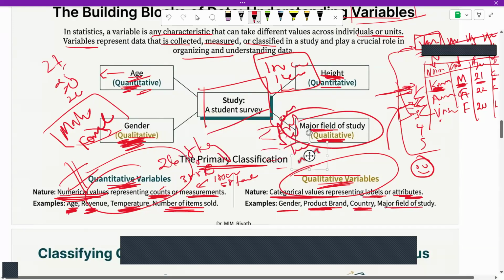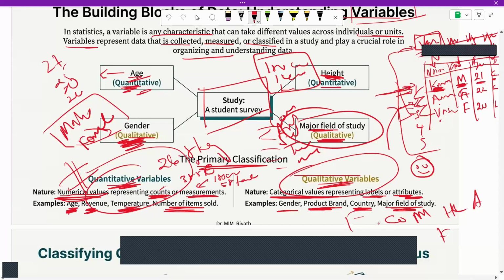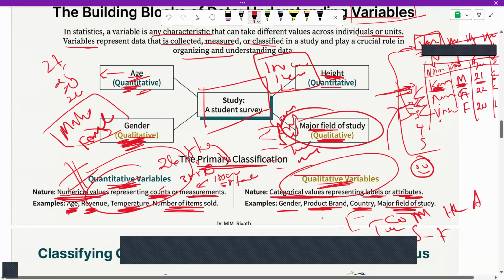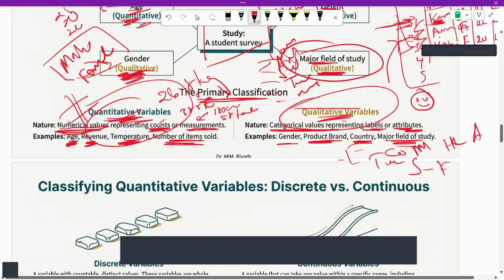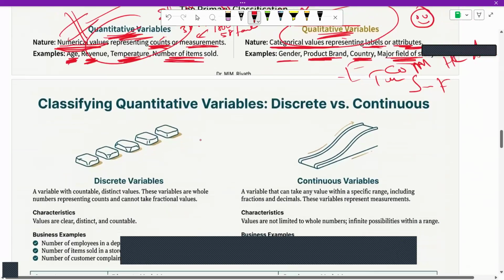Major field of study, like commerce and marketing, HR, accounting, finance or engineering, technology, science. So these are categories. Okay, so now you can understand the differences between quantitative variable and qualitative variable. Next we go to classifying the variable, right?